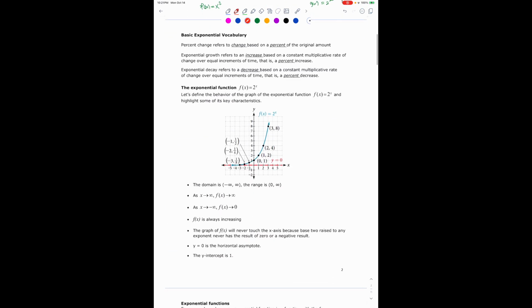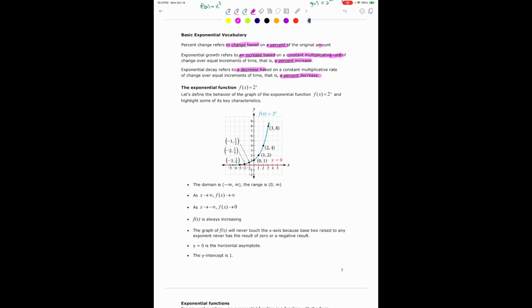Basic exponential vocabulary. Percent change refers to change based on a percent of the original amount. Exponential growth refers to an increase based on the constant multiplicative rate of change over equal increments of time. That is a percent increase. Exponential decay refers to a decrease based on a constant multiplicative rate of change over equal increments of time. That is a percent decrease.